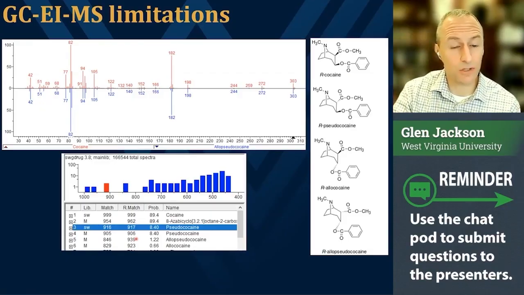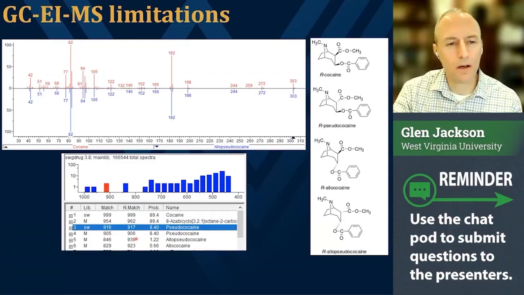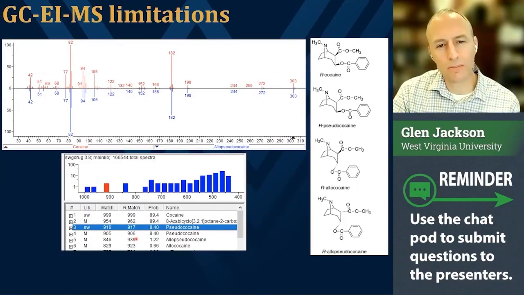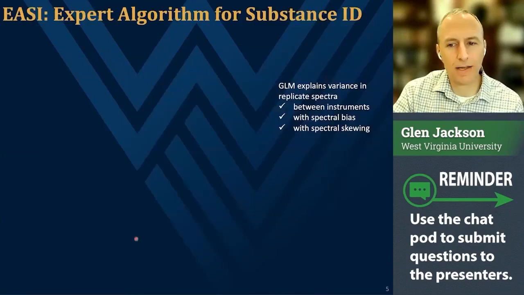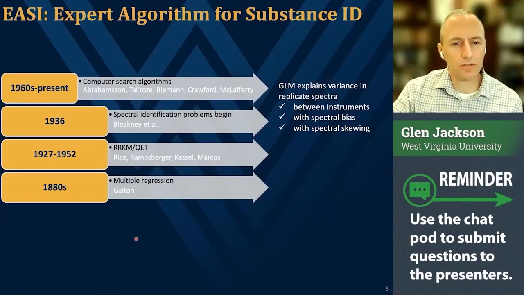Honestly, retention time can usually solve the problem in a case like this. But what I really want to talk about is maximizing the power of mass spectral identifications, even in the absence of GC retention times. Of course, we can use GC as well, but I'm just trying to maximize the power in mass spec right now. So what we're doing is building on the work of others, the shoulders of giants, really.